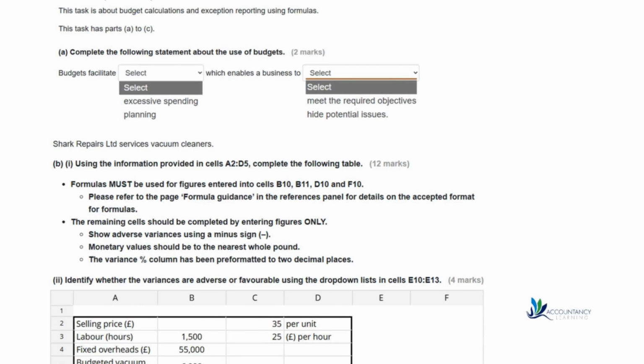Budgets facilitate, and we've got excessive spending or planning, which enables a business to meet the required objectives or hide potential issues. So budgets is all about forecasting and planning what we want to do in the future. So budgets help facilitate planning, which enables a business to meet our required objectives. The business will have objectives, and in order to do that, budgets will help plan what the business can do to meet their objectives.